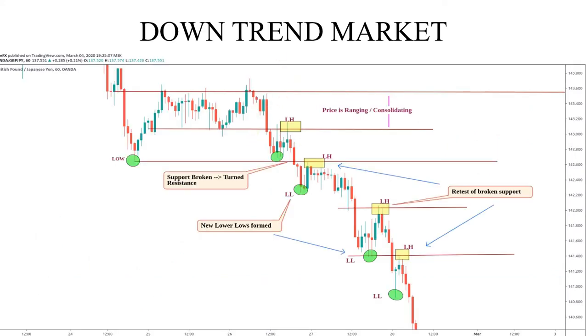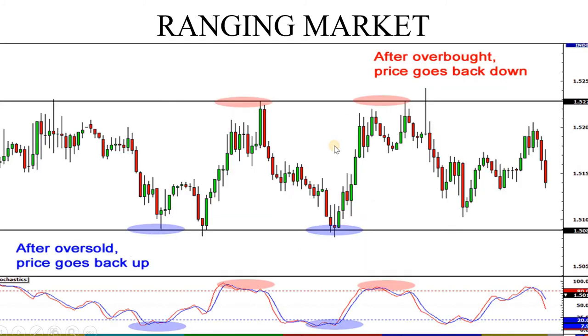Then in a downtrend market, you look for a selling opportunity. So as the market reaches a lower high, you sell from here. As it comes down, you get out of the market. You wait for it to retrace back to the resistance. You sell from here. You get out of the market at the lower lows. Okay, so that is how to trade a downtrend market.